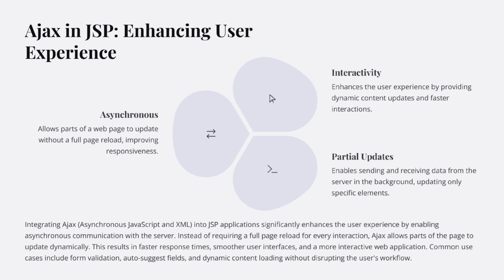So what is AJAX? AJAX allows only parts of a web page to refresh. This creates a smoother user experience. It is commonly used for live search or chat apps and updating data without page reloading. So the real world example would be when we are scrolling the reels on Instagram and when we are commenting or liking that particular reel, it is not going to refresh the whole Instagram, it is going to refresh only that particular part. So that is nothing but the real time example of AJAX.